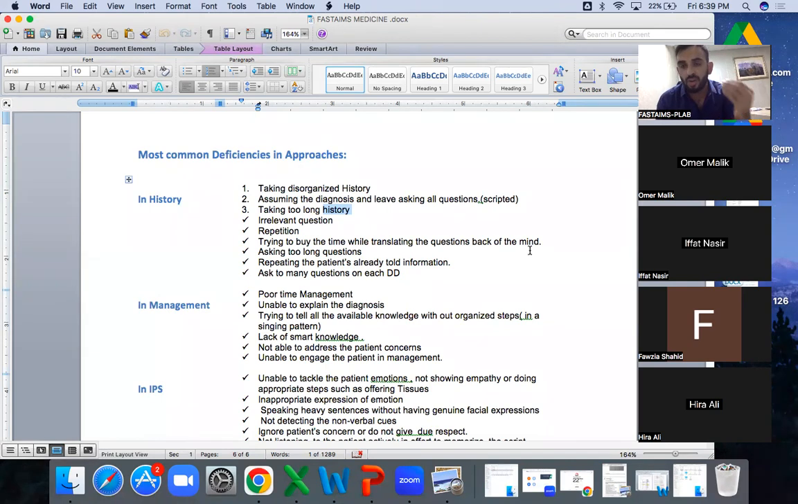Whenever you need to ask a question, it should come directly in your mind, not in Urdu or any other language. For example, when I want to say, "Where is the chest pain?" the concept should be clear. So you need to learn these phrases by heart.